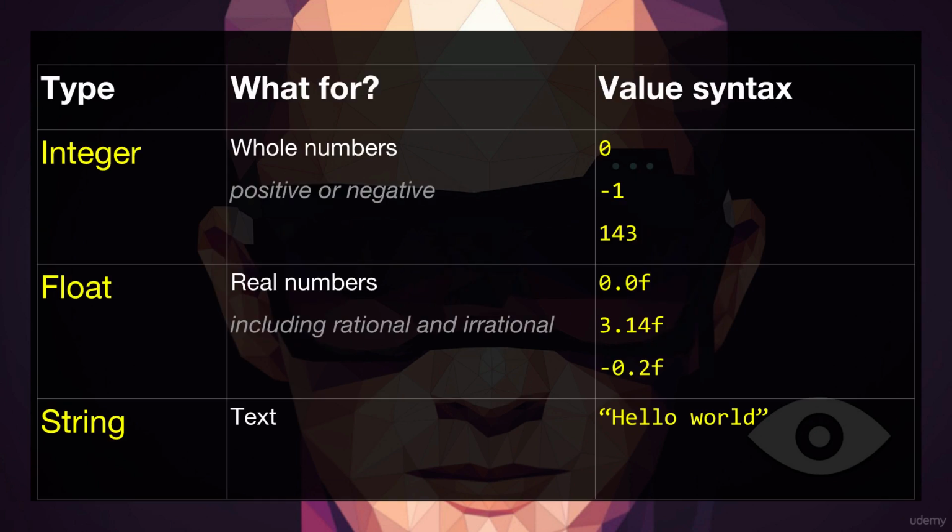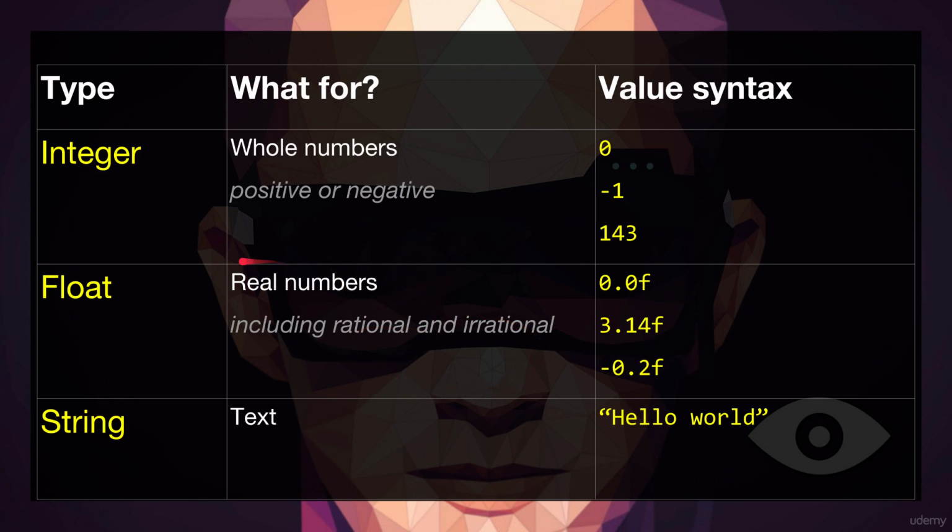So here's a little table to summarize these 3 different types that we will see. You've got integers, which are used only for whole numbers, not fractional or irrational numbers. They can be both positive and negative, and here are some example values that you could put inside an integer box or an integer variable. You have the value 0, you have -1, you have 1.43, so basically any whole number. Then we have float numbers, which are basically real numbers. If you don't know what the term real number means, it basically means anything with a decimal point in it, and that can include rational and irrational numbers.